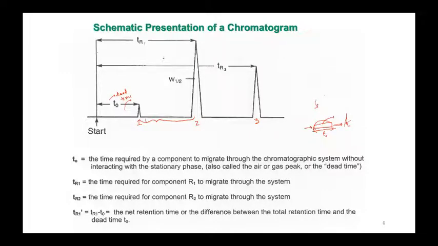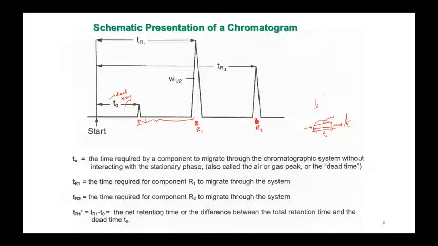Suppose your component R1 is passing through the column without any solid surface, it will take whatever time the component R2 takes. Let me write R2, and let me write R1. Both of them are coming at T0. So you got it. That time we call the dead time.